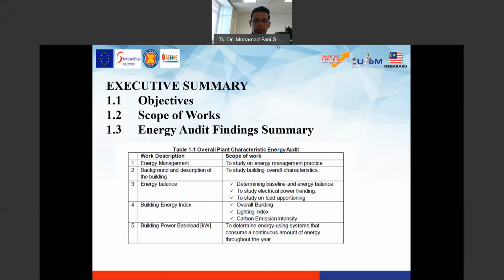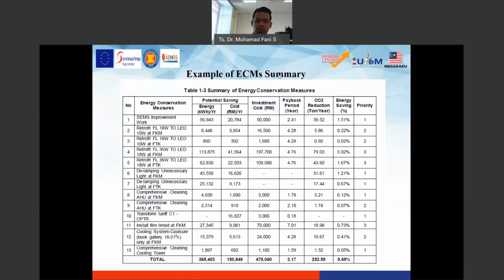And then the last part for this executive summary is to put the energy audit findings summary. This one is an example of the ECM summary. So put all the ECMs and the potential savings here in the summary table. We can put something like this. This one is a good example for the ECM summary, and we also put it in the executive summary so that the client, for example top management, gets something they can understand in a short period.